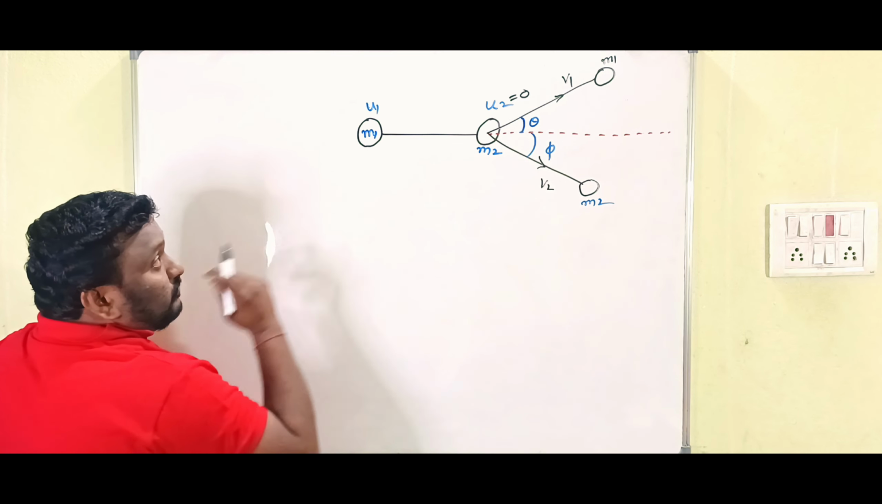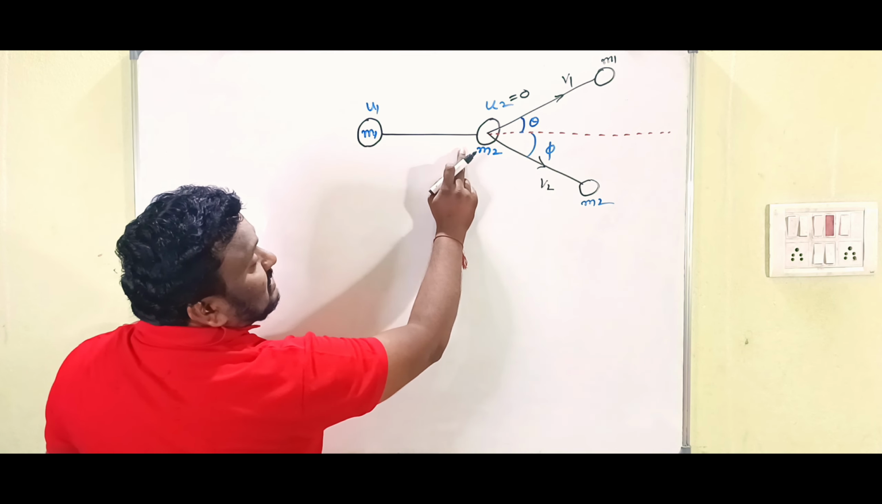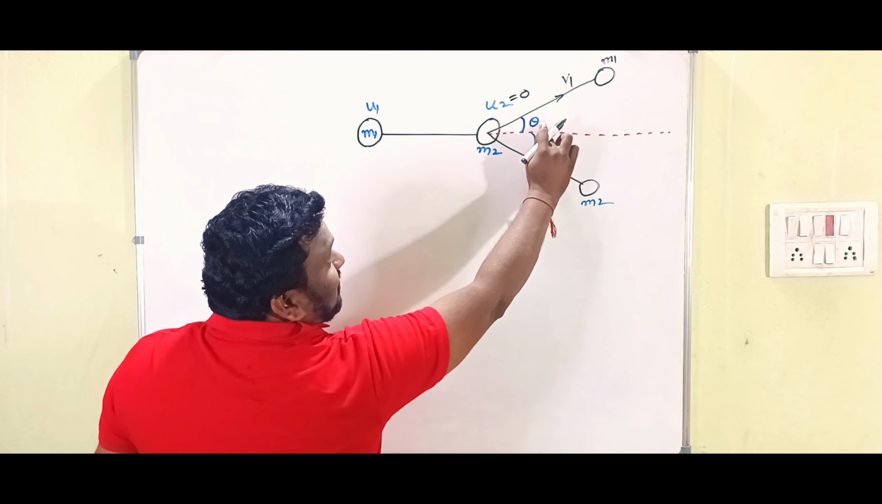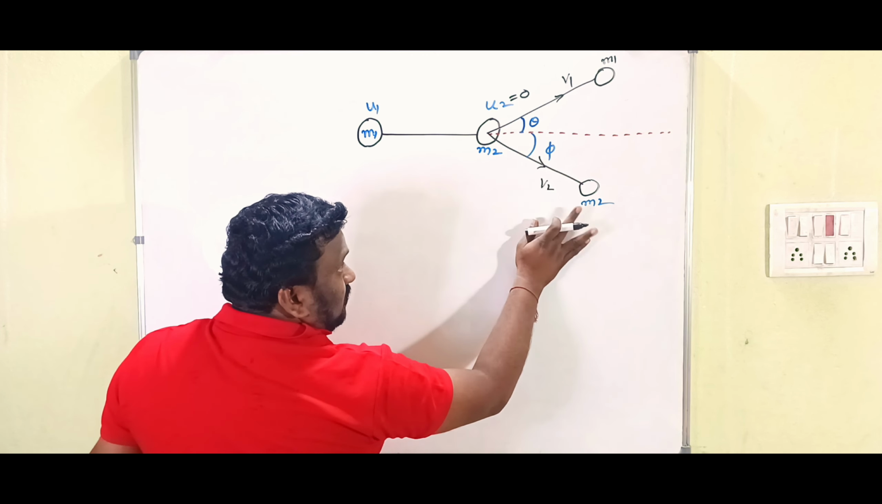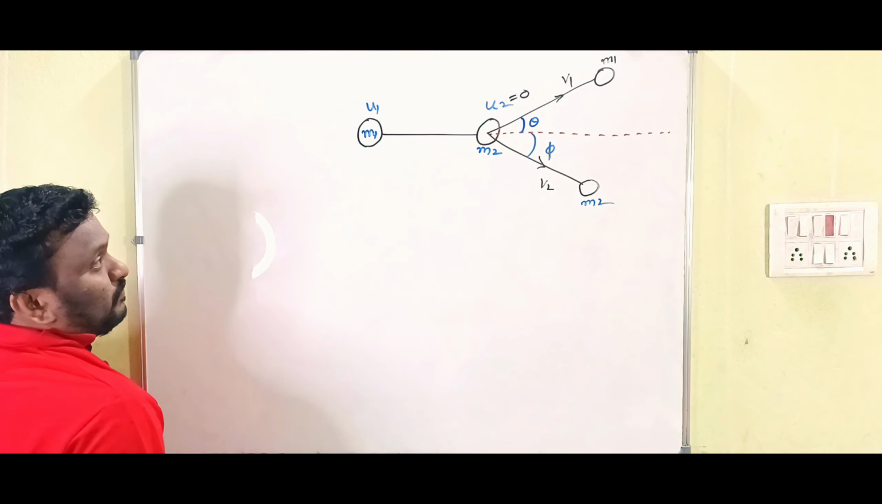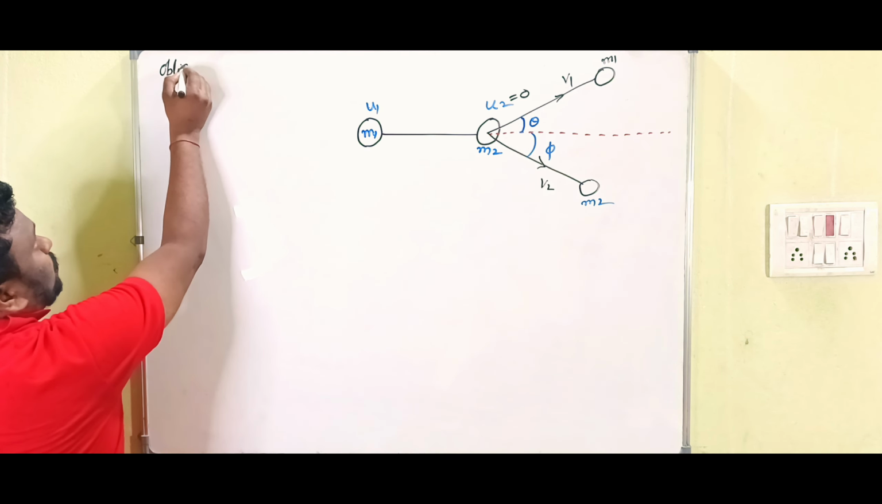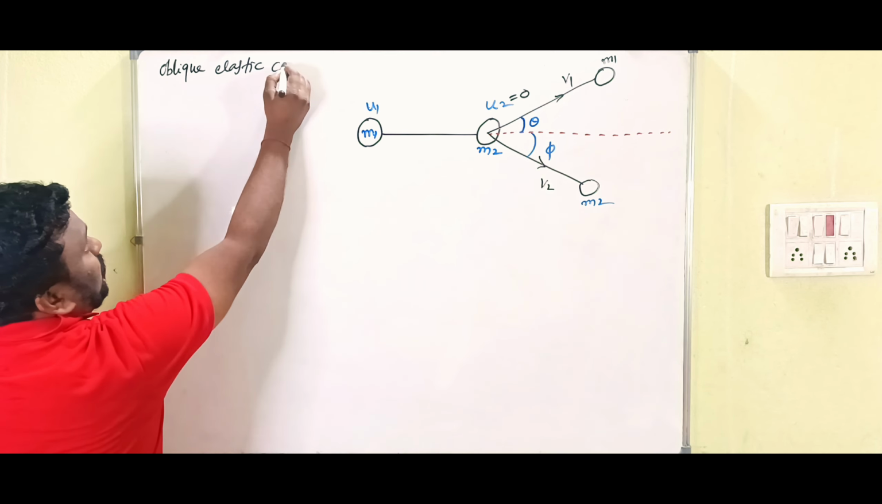During that, with the initial velocities and the line of impact, they will make some angle, theta and pi. Theta is the angle made by the first body and pi is the angle made by the second body. Clear, children? So what we are saying is it is an oblique elastic collision.